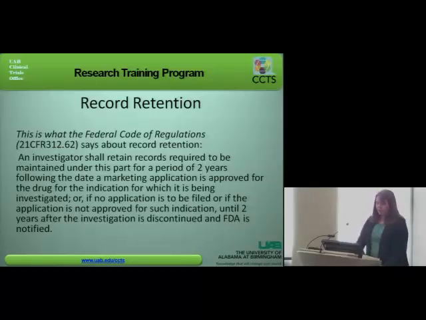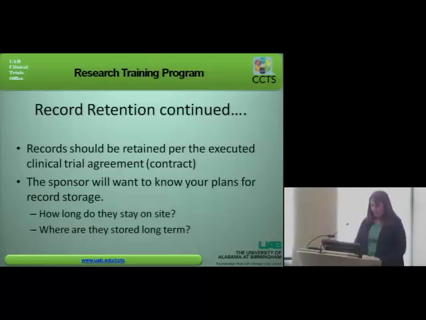An investigator shall retain records required to be maintained under this part for a period of 2 years following the date a marketing application is approved for the drug for the indication for which it is being investigated, or if no application is to be filed, or if the application is not approved for such indication, until 2 years after the investigation is discontinued and the FDA is notified.